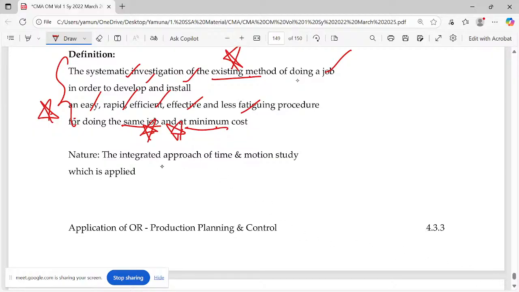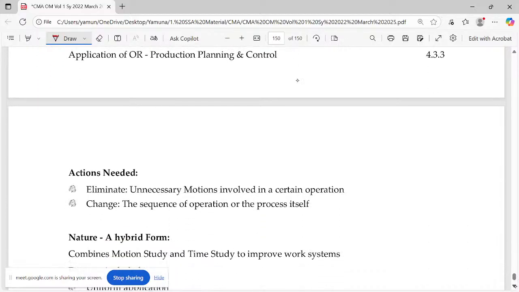Okay, it's an integrated approach of time and motion study. So you will be applying both. You cannot say this one and that one separately. You have to apply both.